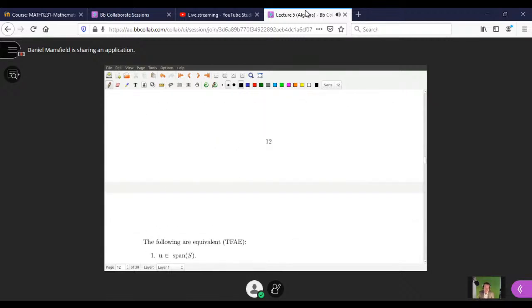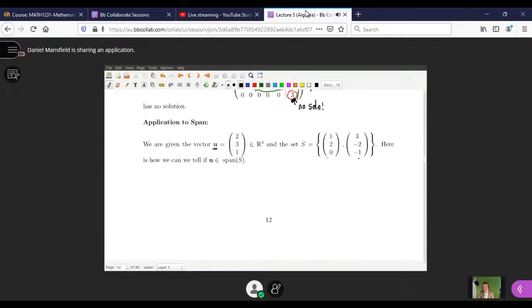Have I got space here? Okay, so how could we tell if u belongs to the span? Just geometrically. Span of the vectors 1, 2, 0, 3, minus 2, minus 1.